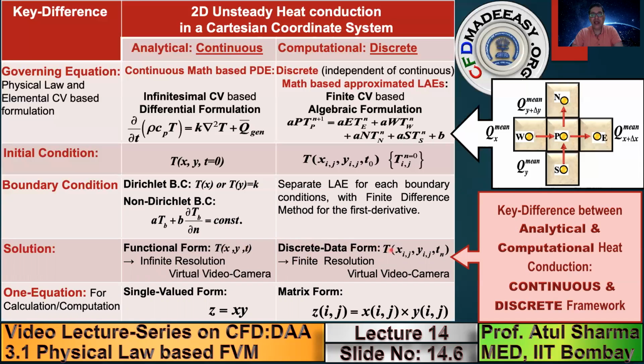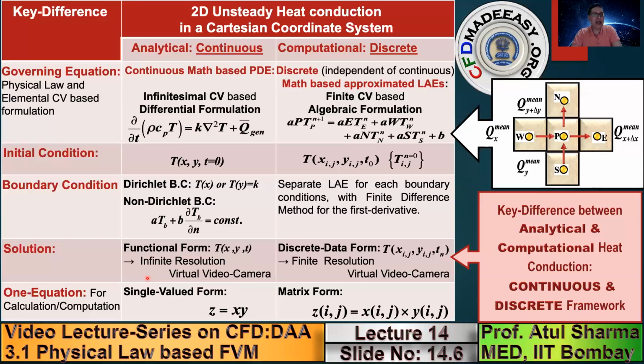Whereas in computational heat conduction, your solution is not for each and every point. Our solution is at certain points which we have obtained through grid generation. So our solution here is shown in terms of discrete x and y values and discrete time. So we have what we call a finite resolution virtual video camera.